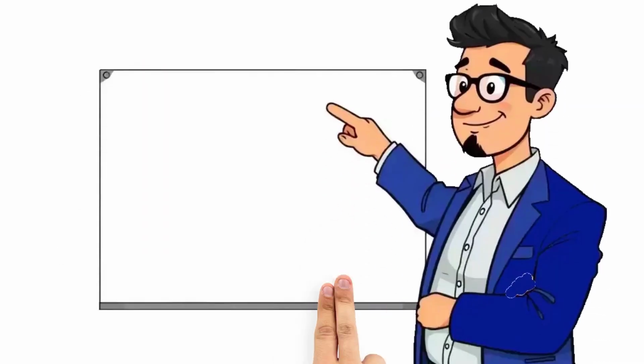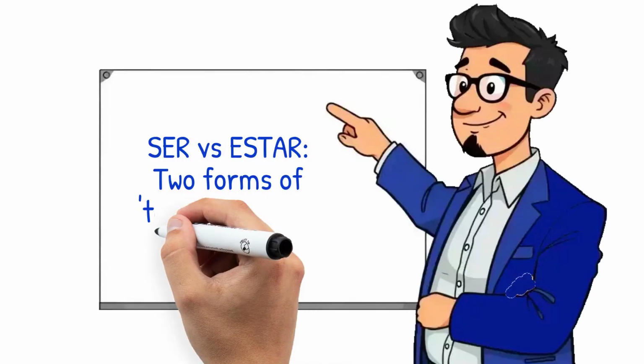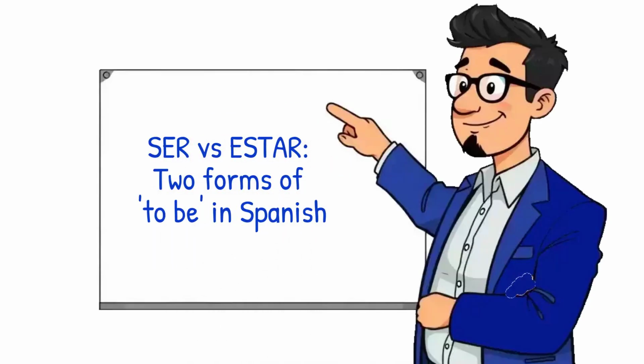Ser is one of two verbs in Spanish that translate to be. The other one is estar, which we'll cover in the next video. For now, let's focus completely on ser. Before we conjugate any verb, we need our subject pronouns.